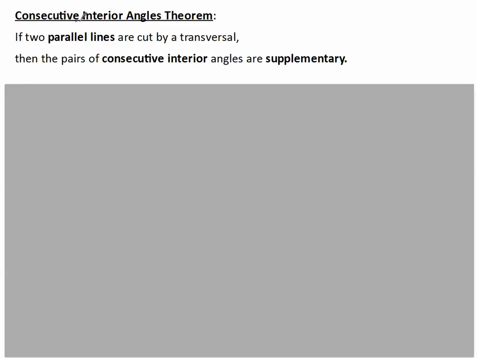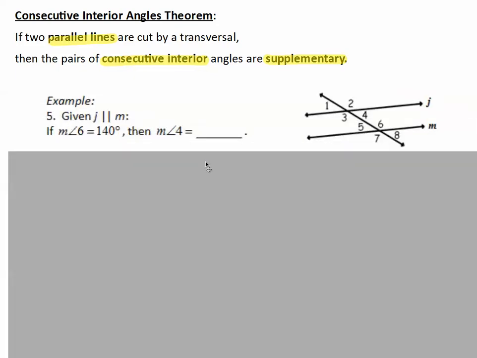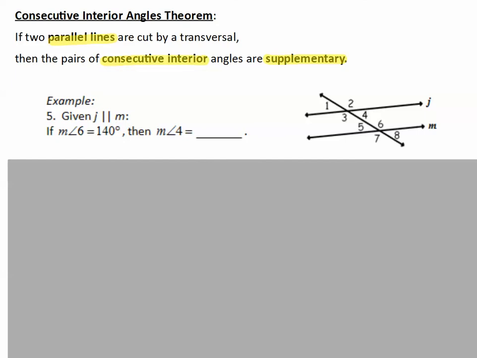Let's take a look at the consecutive interior angles theorem. If two parallel lines are cut by a transversal, then the pairs of consecutive interior angles are supplementary. See how this one's different? All the other pairs are congruent. These are supplementary. So let's see an example like this.